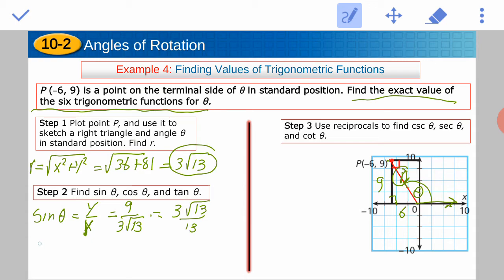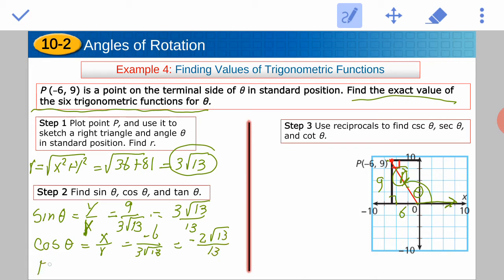The trigonometric function cosine. Cosine theta equals x over r. The x coordinate, guys, of this point is -6, and r is 3 times square root of 13. If you rationalize this answer in the calculator, it's going to be -2 square root of 13 over 13.